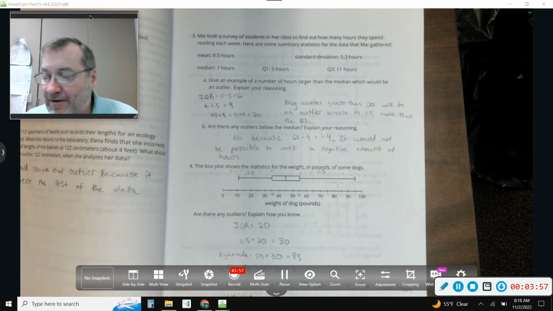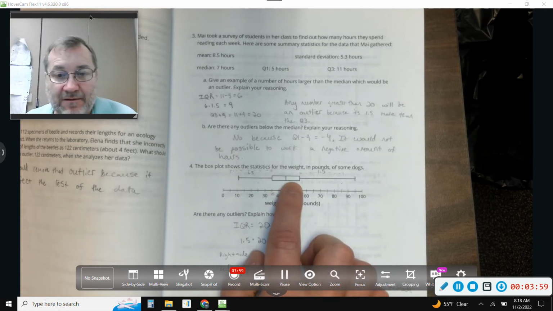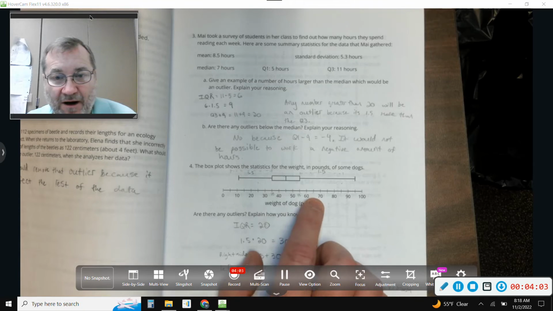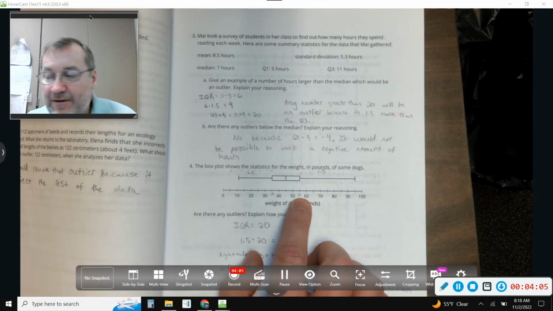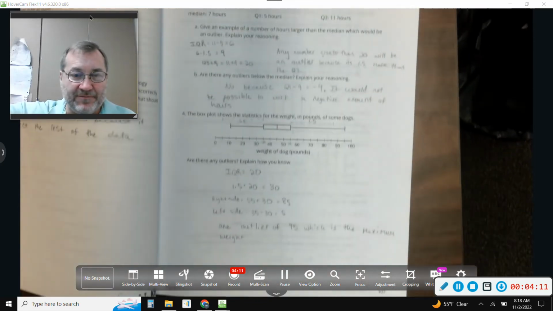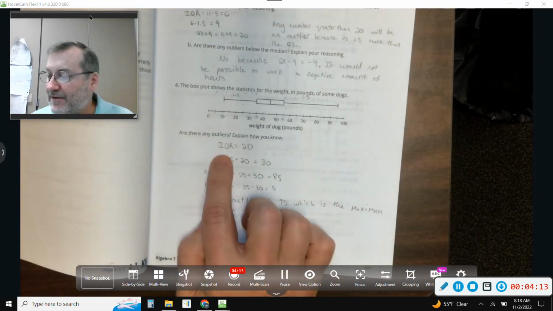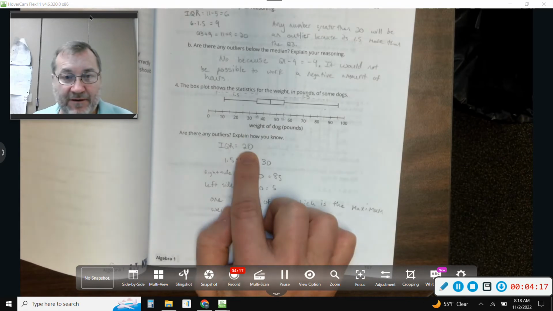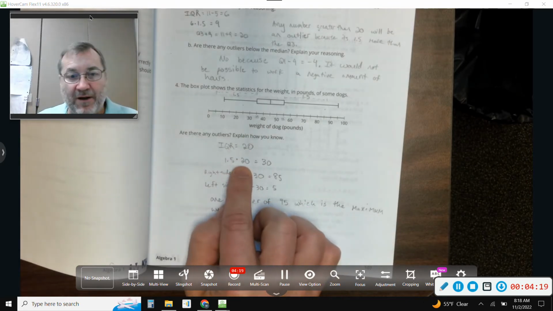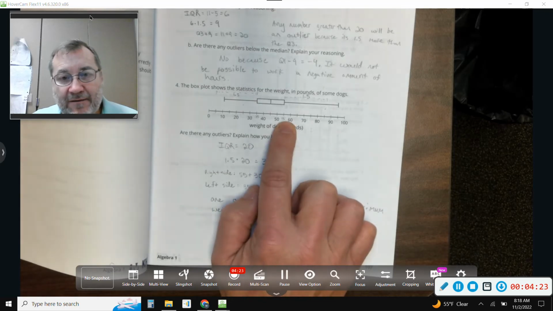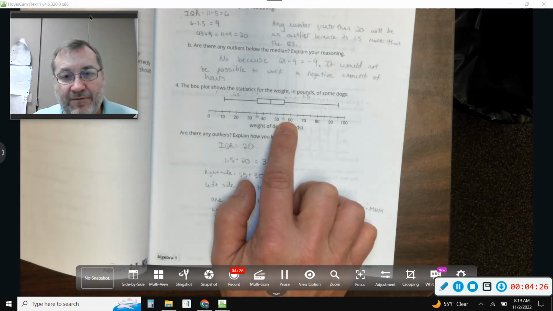Number 4, the box plot shows the statistics for the weight in pounds of some dogs. Now you'll see here that we have a nice little compacted box. Your Q1 is right about 35. Your Q3 is right here at about 55. If you want to answer the question about outliers, we'll just take the IQR, which is going to be 55 minus 35. So you get that to be 20. You multiply by 1.5 and you have 30. If you take 55 and you add 30 to it, you're up to 85.